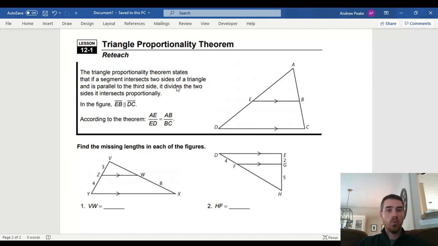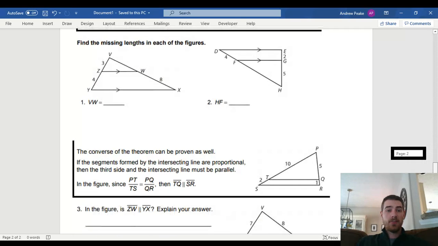Here's essentially what I just said in more academic terminology, if you will. That's basically what I was just going through with this triangle. Let's look at some examples. We need to find the missing lengths in each of the figures. Say I had 3 over 4 for VY, and I have VX here. I'm missing VW, which is what I'm trying to find, so I'll put an x right there.